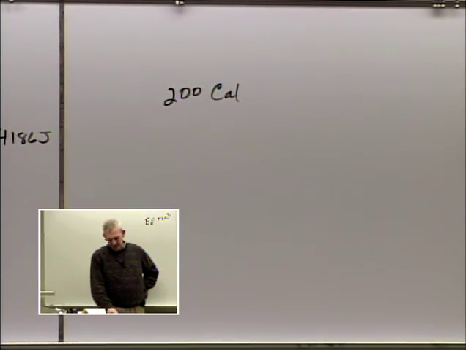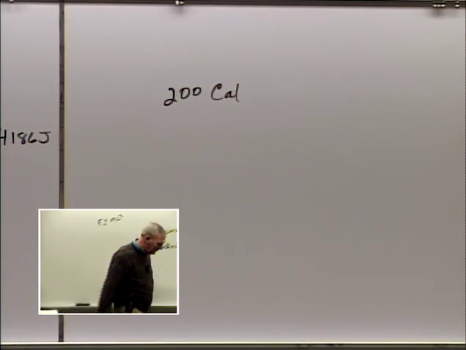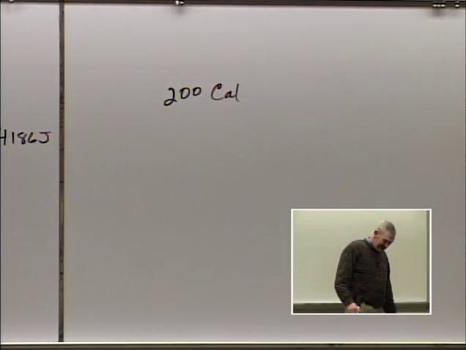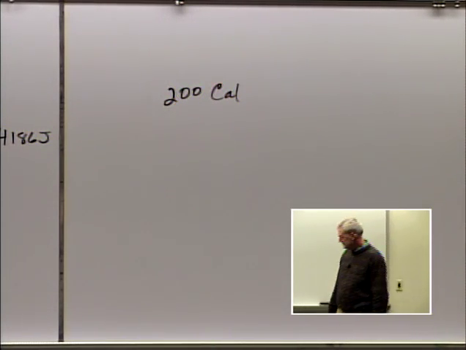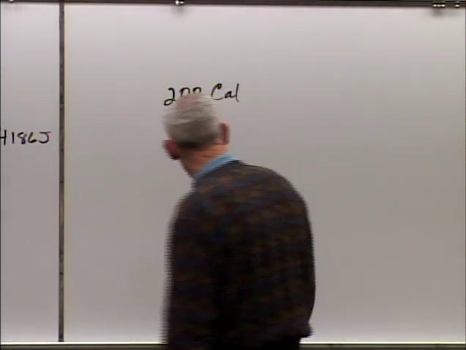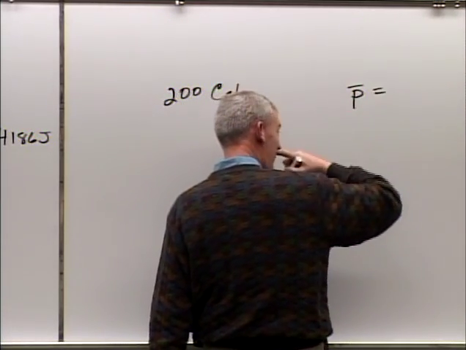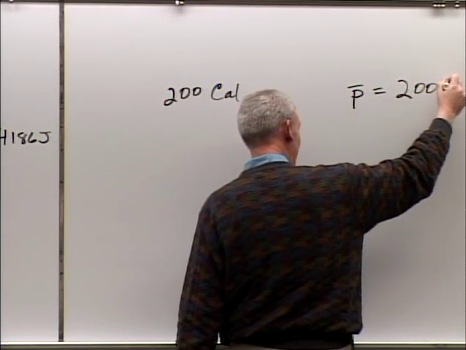Immediately after the party, she goes to the gym and gets on a stationary bike. And she exerts this much power. The average power of the bike then is 200 watts.